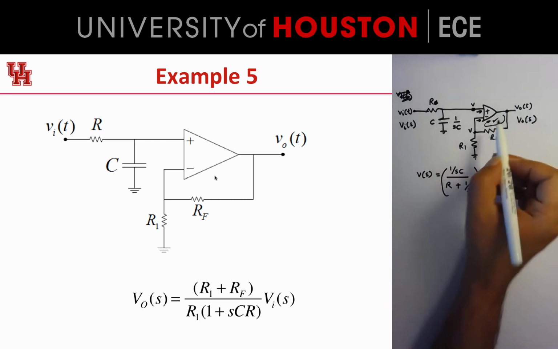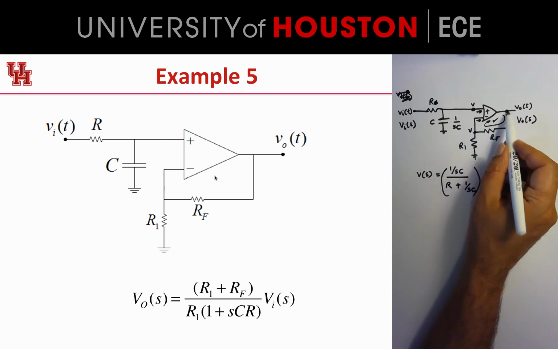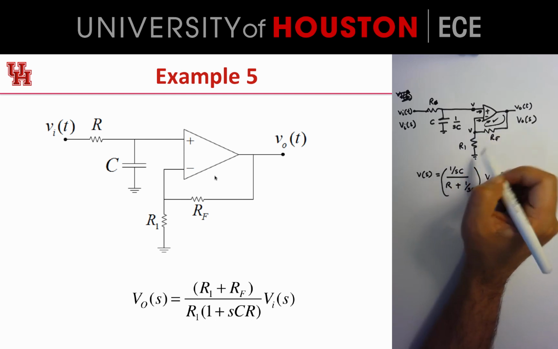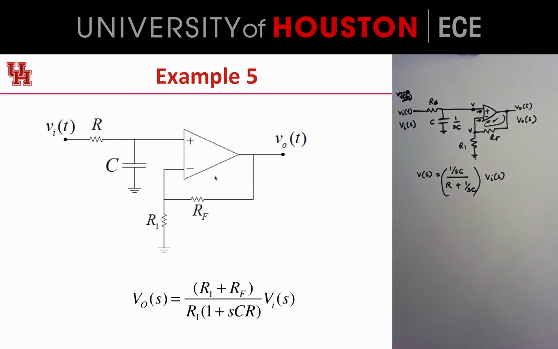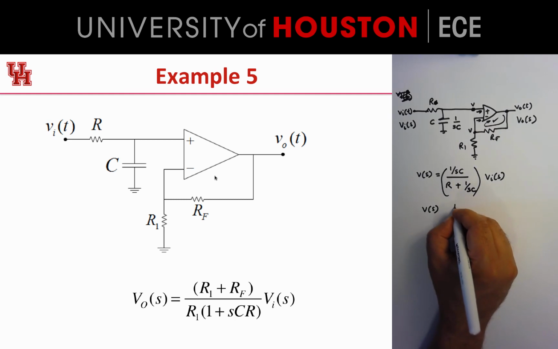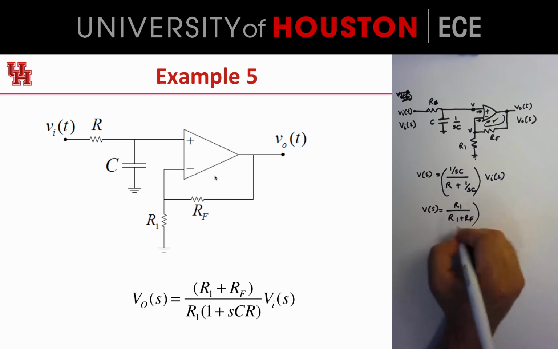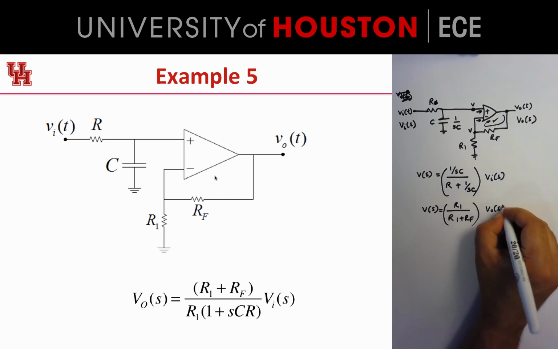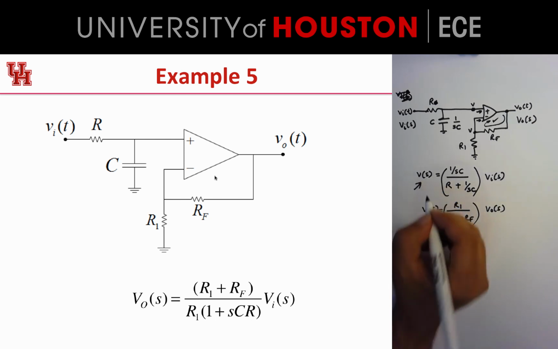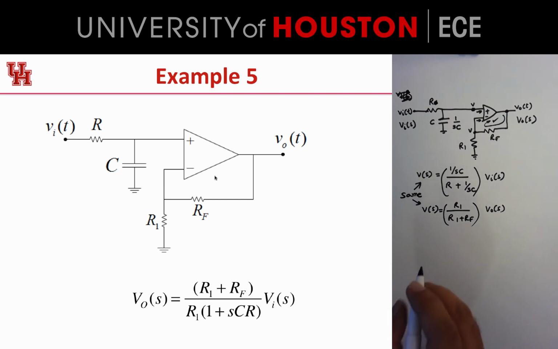Now, there is also a voltage divider happening on this side. There's no current going in through this, so all the current that comes like that will flow like this. So this is actually just a voltage divider. V of S can be written on this side as R1 divided by R1 plus RF, times V output of S. Now we know that this and this are the same, so we can just equate these two guys and we can solve for the output. That's all there is to it.